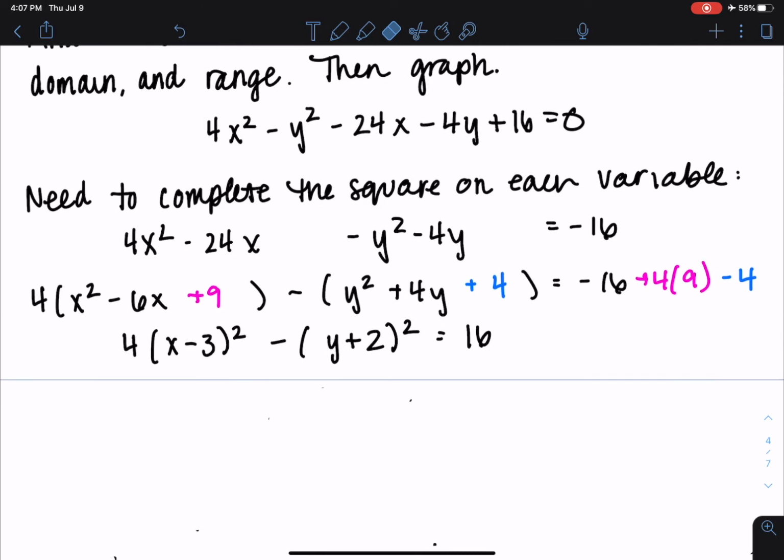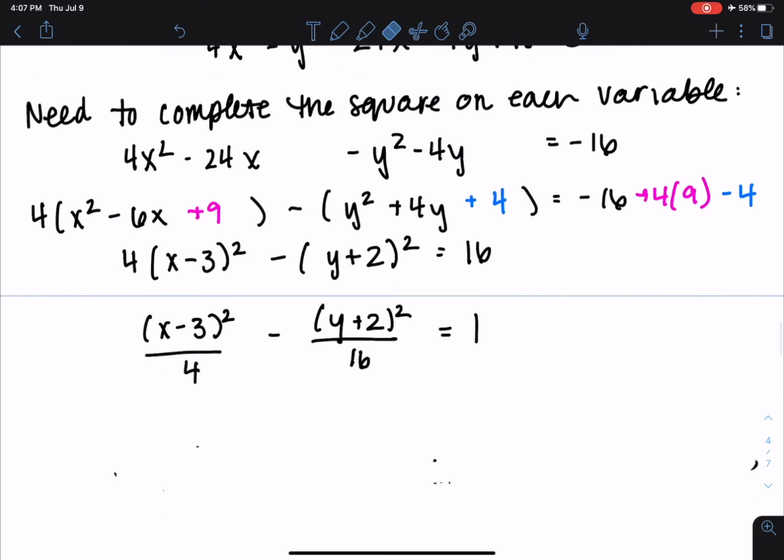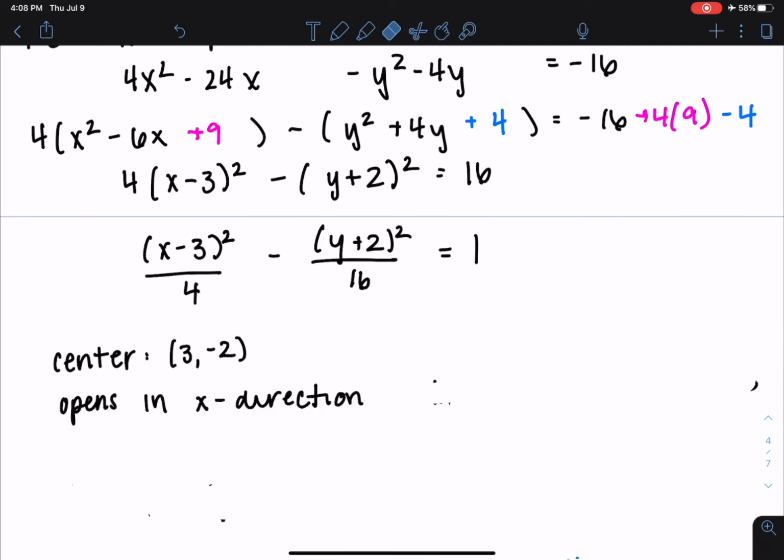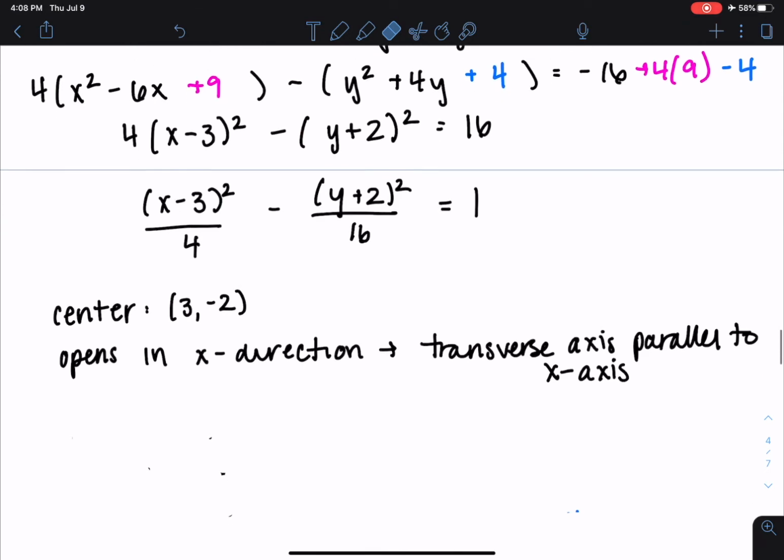And to put it in standard form, you need a 1 over here, so divide everything by 16. It'll make that 4 cancel, and you get a 4 up top, 16 under the y terms, and a 1 on the right-hand side. So now I can pick off my center. It's going to be 3, negative 2. The x is what's positive, so it's going to open in the x direction, and that tells us that our transverse axis is going to be parallel to the x-axis. It won't be on the x-axis itself since we shifted that center. Our value of a is 2, and the value of b is 4.